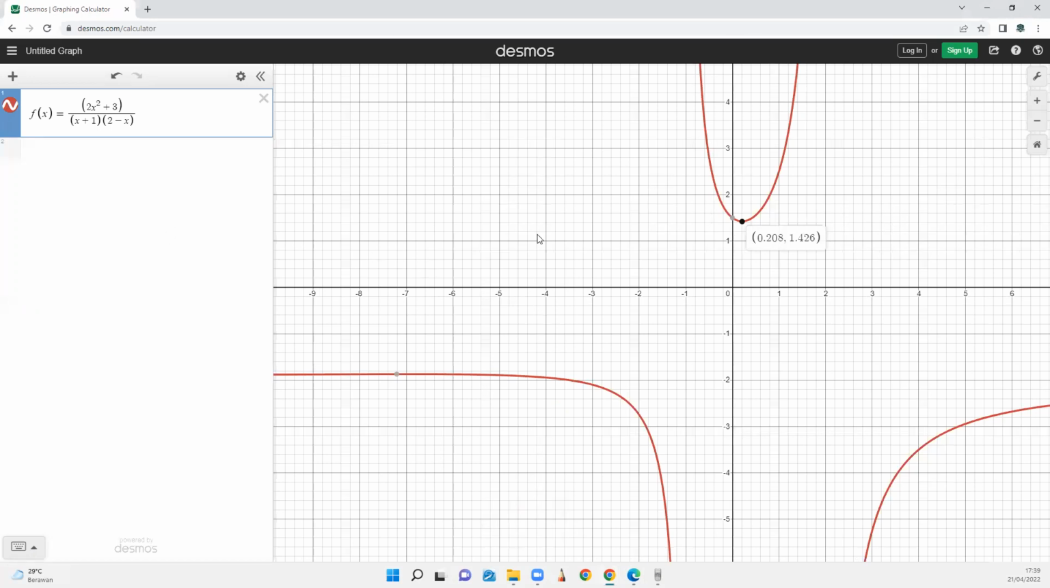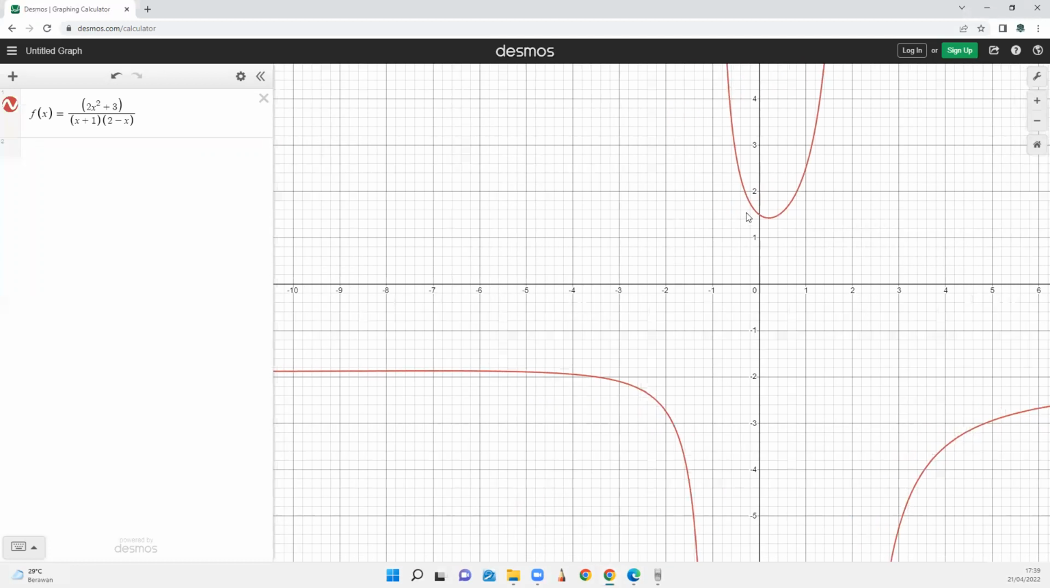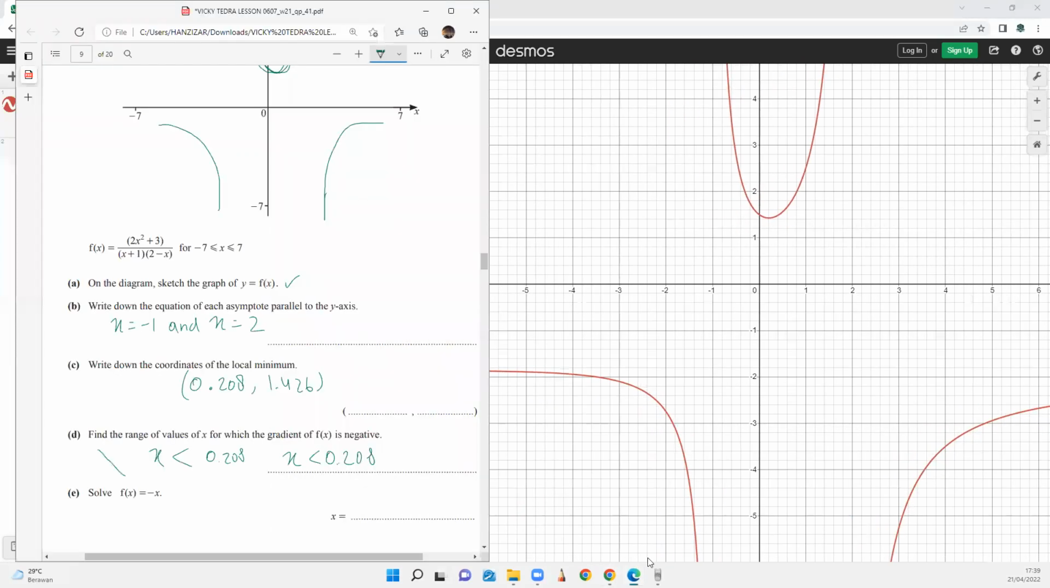So the range of x where the gradient is negative is x less than 0.208. It cannot be less than or equal to. If it is equal, it's a straight line, then the gradient is 0. They are asking for the negative gradient.